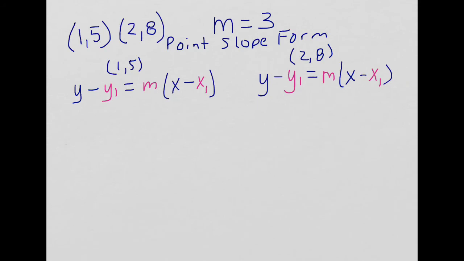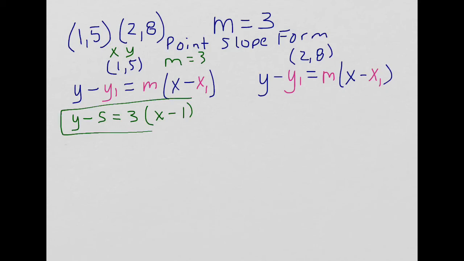All right, so now we're going to take those two ordered pairs, and we're going to put them both into point-slope form. So this is my x, this is my y, and so I'm going to have y minus 5 is equal to, remember our slope is 3, so it's going to be 3 times x minus 1. So we're going to have y minus 5 equals 3 times x minus 1. We don't have to simplify it. We're done.